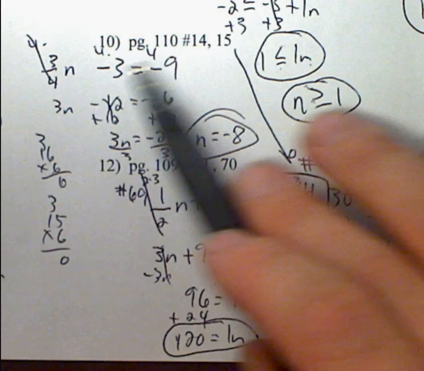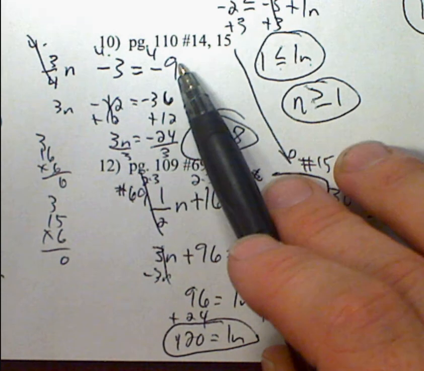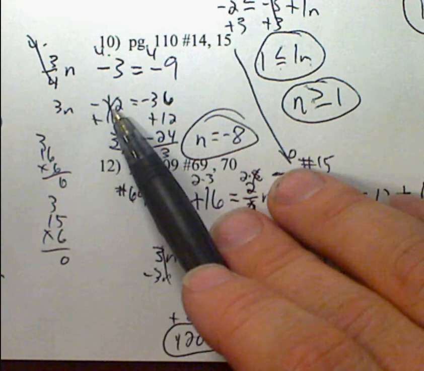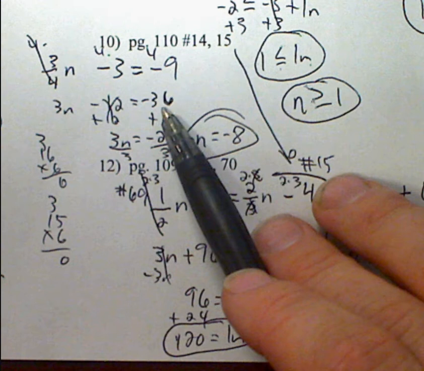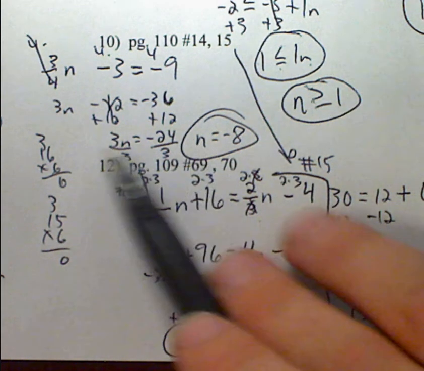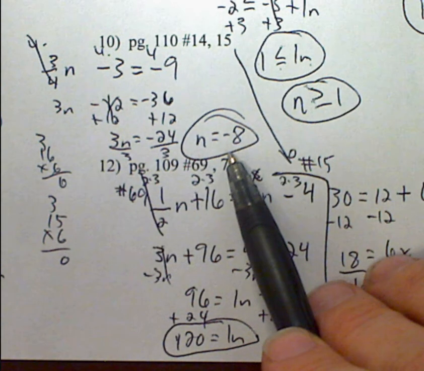Then what I did is I went ahead and I solved for my variable. I multiplied everything by my common denominator, which is 4. The 4's cancel. I'm left with 3n minus 12 equals -36. Add 12 to both sides. I'm left with -24. Divide by 3 and I get n equals -8.